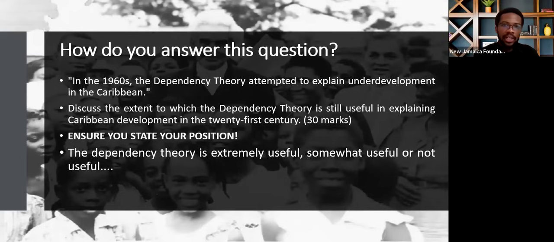For instance, in the case of Barbados, the country, generally speaking, has a decent standard of living and is regarded as an upper middle income economy where the government can facilitate opportunities for the workforce or the labor force in the country. This would imply that foreign investment isn't necessarily the challenge and that dependency theory is not as helpful in explaining contemporary Caribbean development.